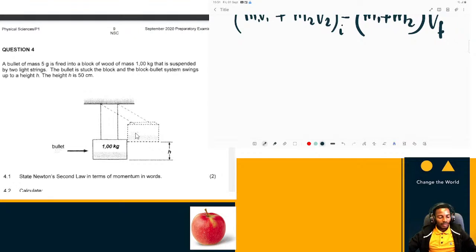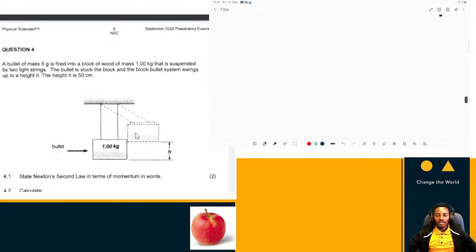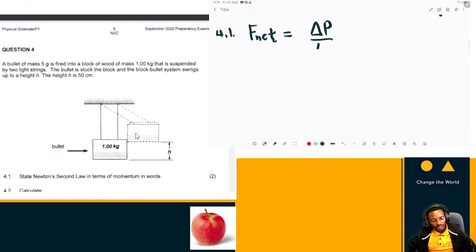All right, so let's attempt to answer the questions now. So 4.1: state Newton's second law in terms of momentum in words. Before we state it in words, let's first state this law mathematically so that it is easy for us to transform from the mathematical form to the word form.